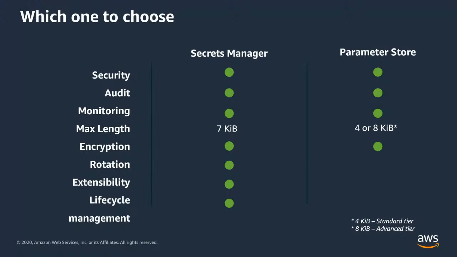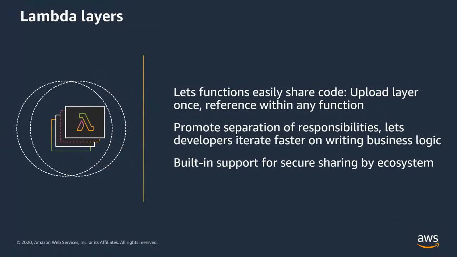With Lambda layers, it allows you to share code, upload the layer once, reference it anywhere. It promotes separation of responsibilities, so your libraries are not always part of the code delivery you're doing. And you can also share it with the ecosystem. So think about it, when you have multiple developers building code, you want to make sure that they all use the same version of the library, for example, right? Or a library which you have tested and you know that it's secure. So you would just tell everybody else, hey, just use this layer, and they can immediately start using it directly.